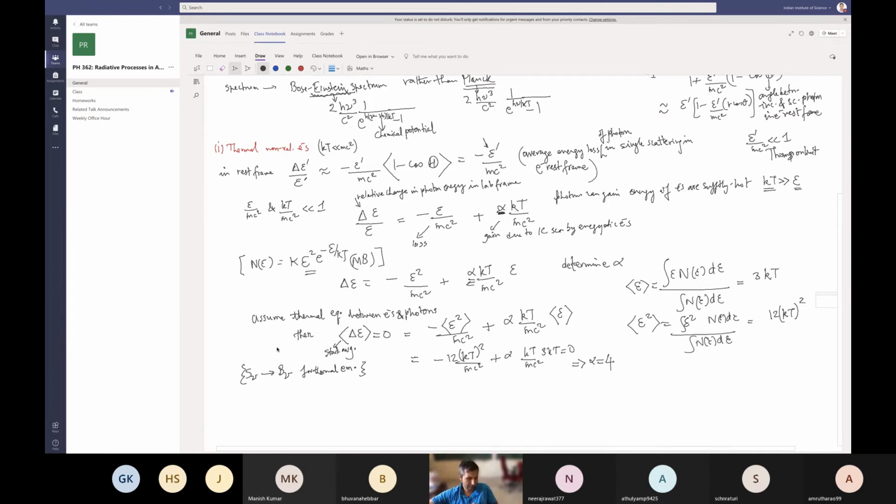So what do we have? We have delta epsilon, for the non-relativistic case, is equal to epsilon by mc squared times (4 kT minus epsilon). So we obtain this alpha factor of 4, and this quantifies how much the energy exchange should be for this non-relativistic electron gas.